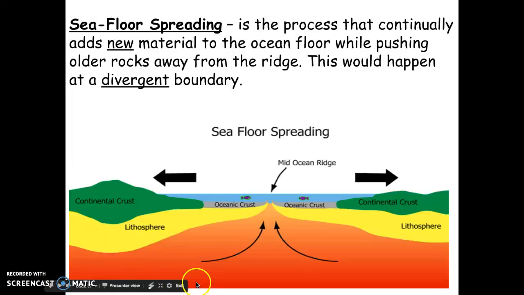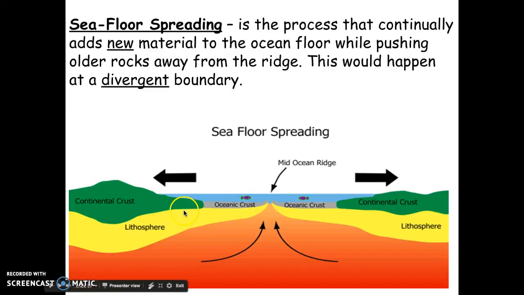So here we have the final video about seafloor spreading, volcanoes, and earthquakes. If you follow along in your notes, you'll see that seafloor spreading is the process that continually adds new material to the ocean floor while pushing older rocks away from the ridge. This always happens at a divergent boundary, and typically it happens under Earth's oceans.